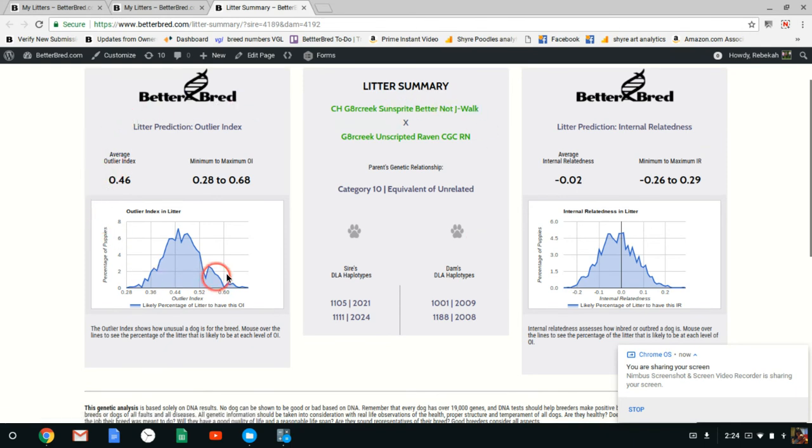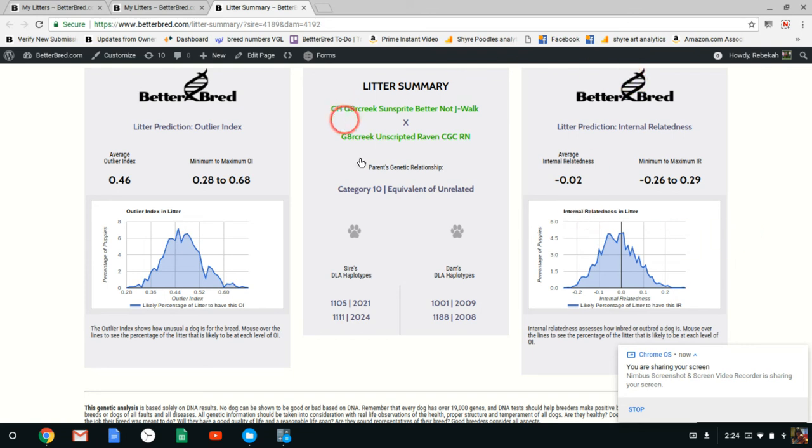So the average genetic, or the outlier index, is above breed average. They're unrelated, and we have different DLA types for both, so all puppies will be heterozygous. And none of these are the common ones for your breed; 2003 and 1018 are the two most common. Here, for internal relatedness, the average is below 0, which is what we usually advise to see. You'll see that there are still some puppies that are likely going to fall above that 0.15 mark, but it's so much less than that other breeding. So this is a breeding that looks good, but again, it's not a line breeding.